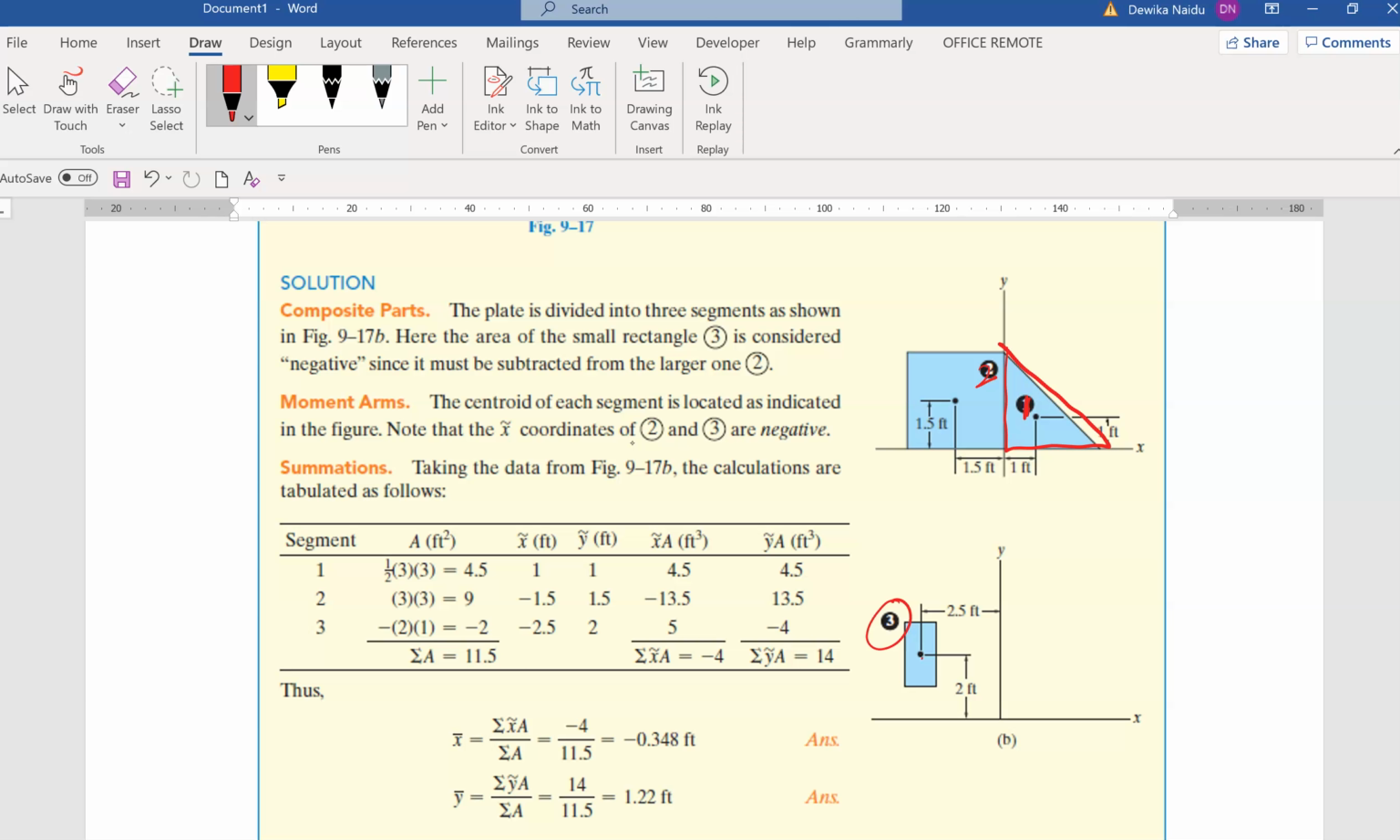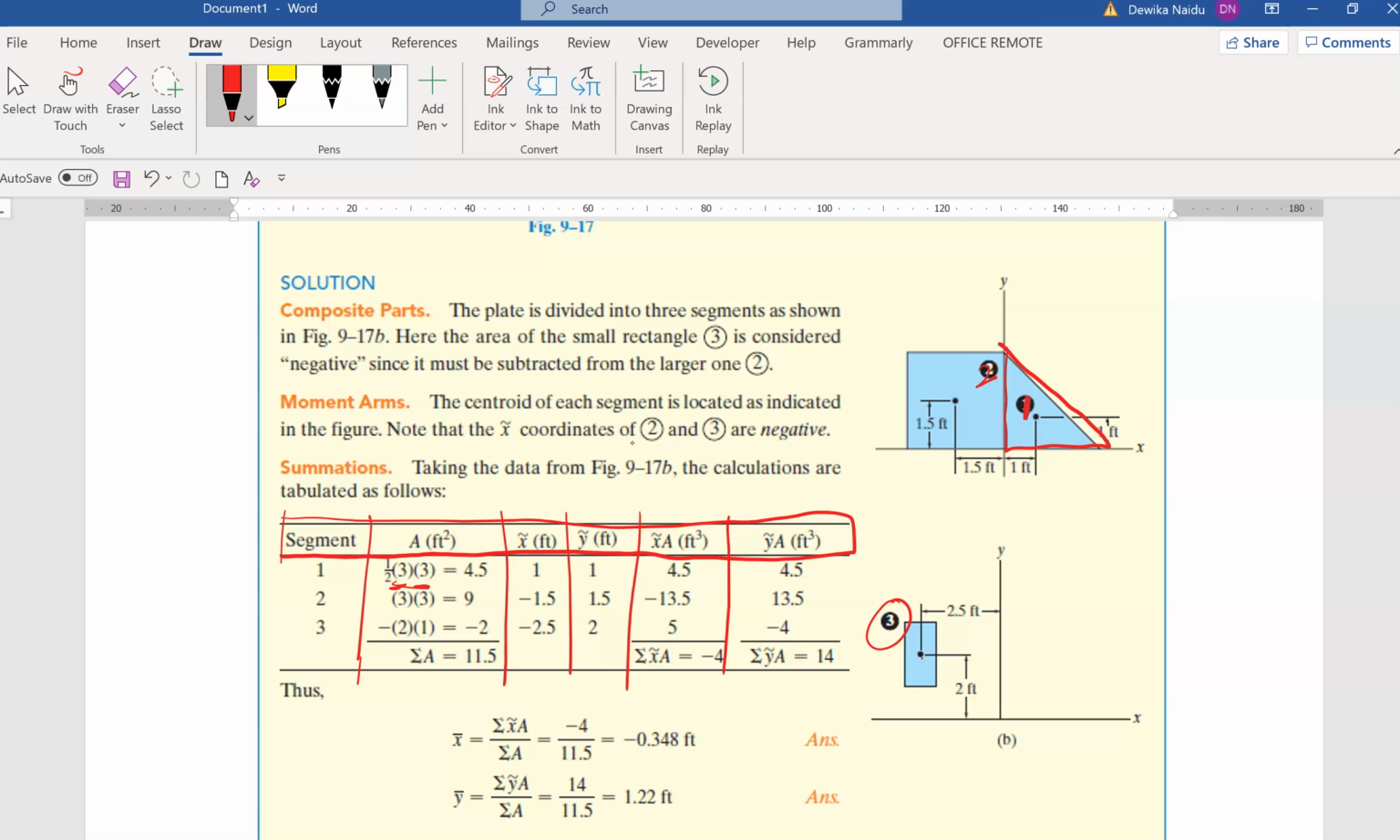So if you look, component 1, area. This is the table that you need to construct. I've gone through this with you during your lab class, right? This is a standard table that you need to construct. Just follow the table in all your exams. So you divide into segments. This one, segment 1, is the triangle. What is the area of a triangle? Half times base times height.